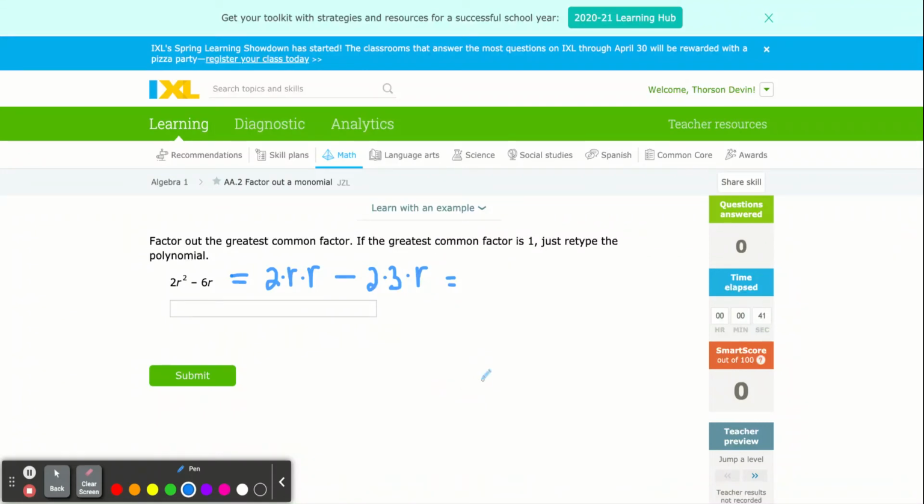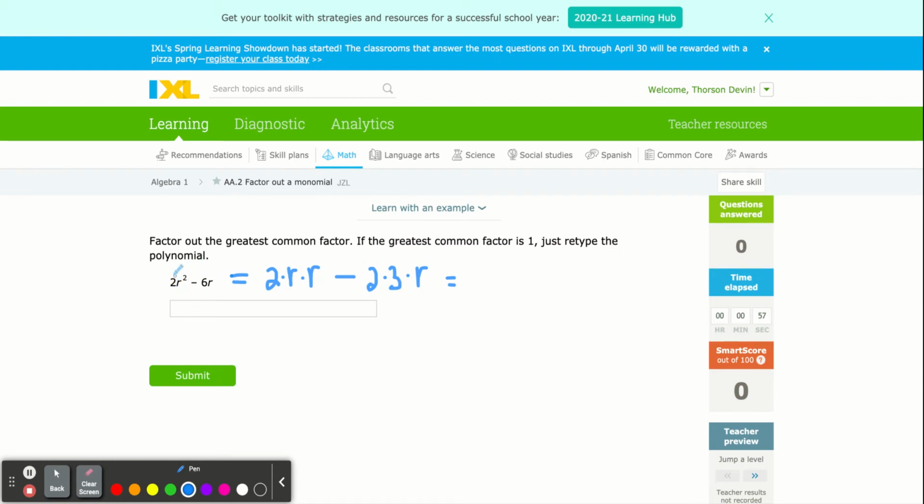Welcome. In this lesson, we're going to start to learn to do the reverse direction of what we've learned in the last few lessons. In other words, they're going to give us a polynomial, and we're going to factor it. We're going to start out by just factoring the greatest common factor between the two terms.